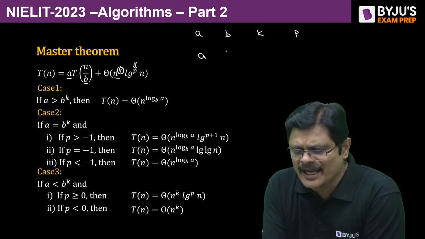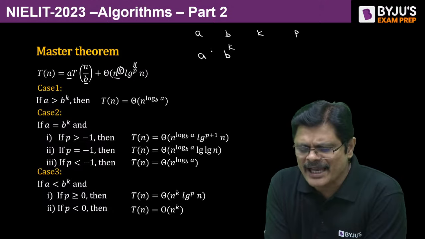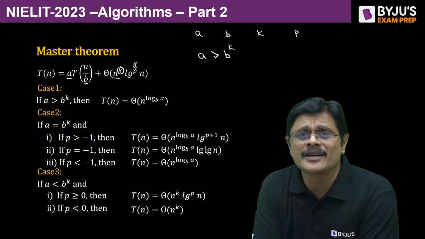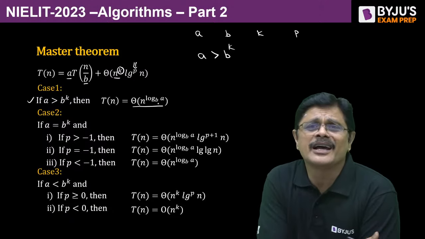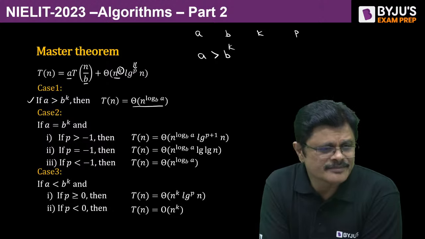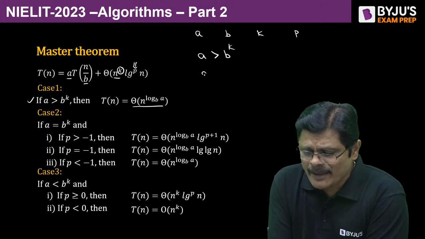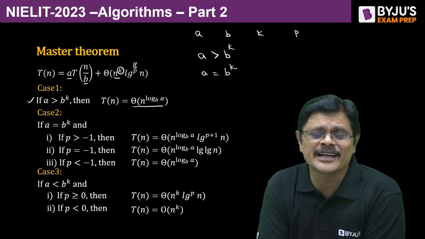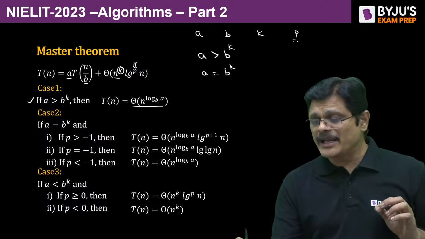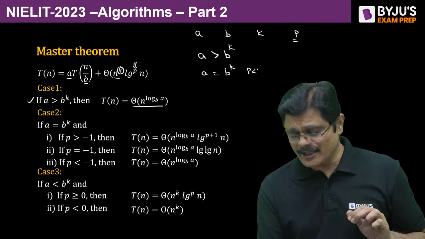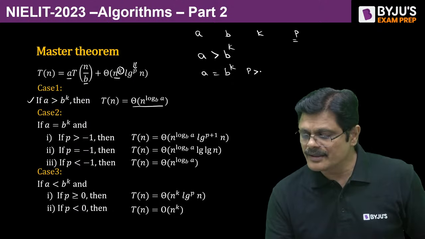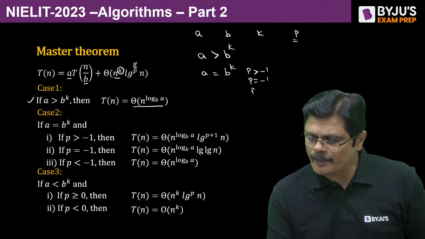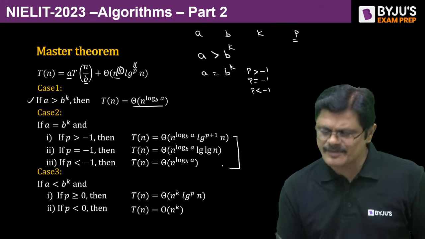So we always compare A with B power K, my dear friends. When you compare A with B power K, A may be greater than B power K. That is case 1. In that case, the answer is simply theta n power log A to the base B. The second one, when A is equal to B power K, this is the second case. Then depending on the value of P, whether P is greater than minus 1, P equal to minus 1, or P is less than minus 1, we have 3 different cases, my dear friends.